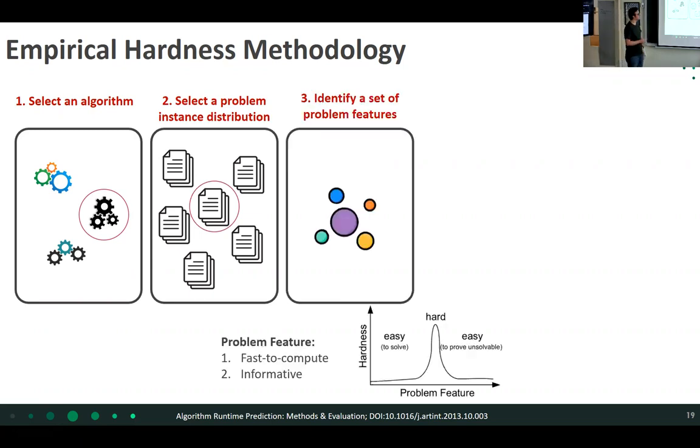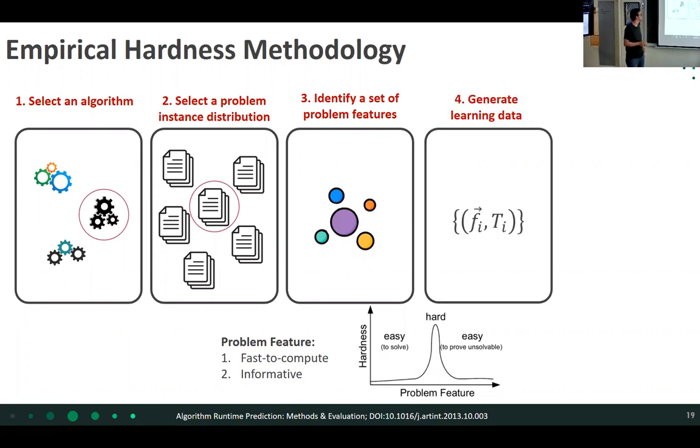You identify a set of features or parameters that characterize your problem. The features must have 2 main properties. They must be fast to compute, much faster than solving the problem itself. And they must be informative, in the sense that they must correlate with the performance of the algorithm. If it's an easy problem, the features must tell us, and if it's a hard problem, they also distinguish between easy-to-solve, or easy-to-prove-unsolvable, versus hard-to-solve problem instances.